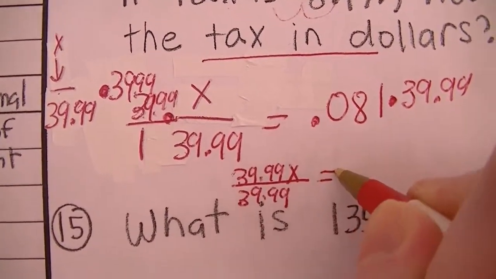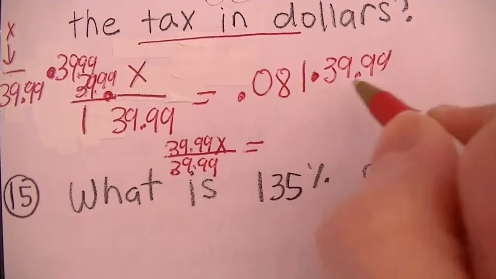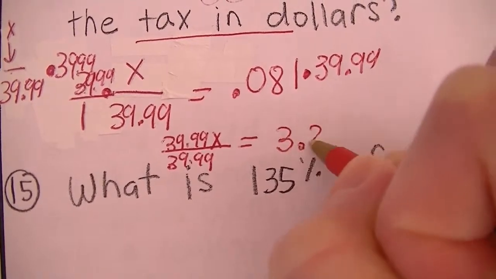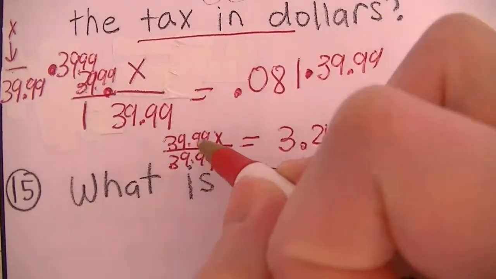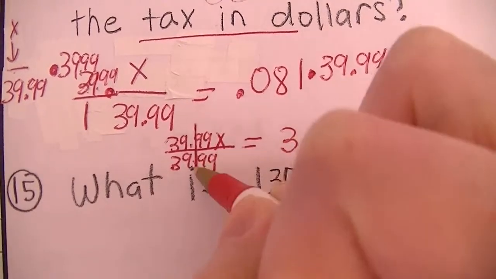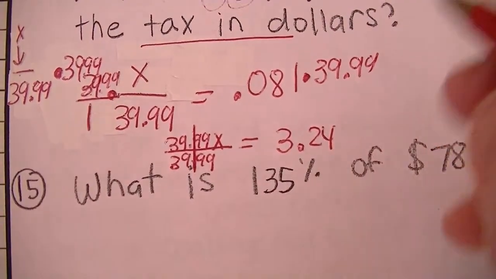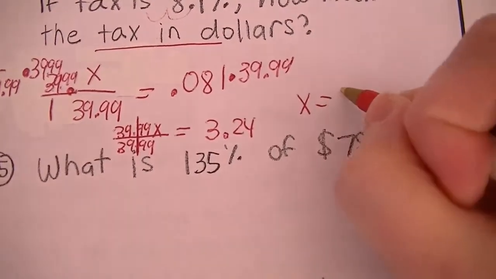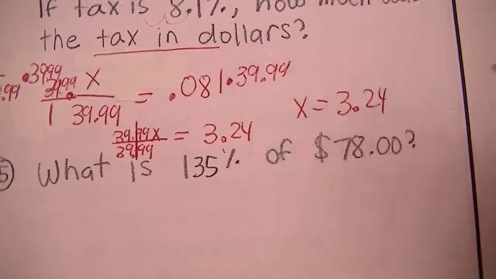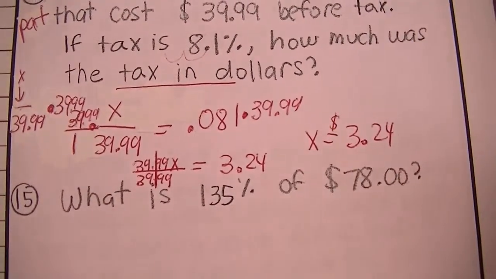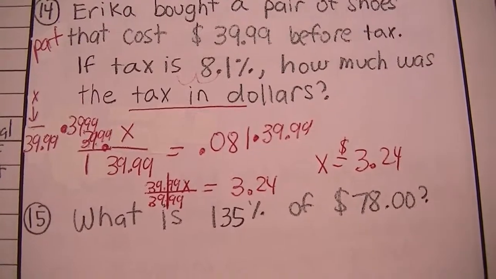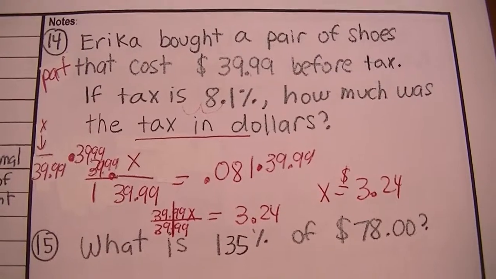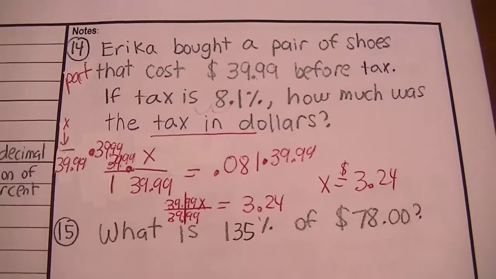1 times $39.99 is $39.99. And that's going to give me, this times this gives me 3 24/100ths. And $39.99 divided by $39.99 is 1. 1 times x is 1x, or x. So rewriting it over here, x is equal to $3.24. That's how much the tax was. Now if I wanted the total after tax, you would just take this plus that, and that would be your total that you would spend on those shoes when you get to the checkout stand.